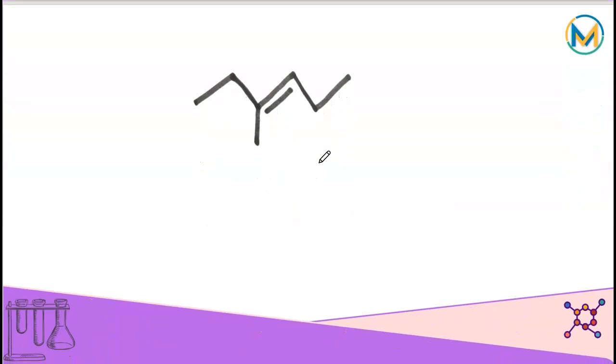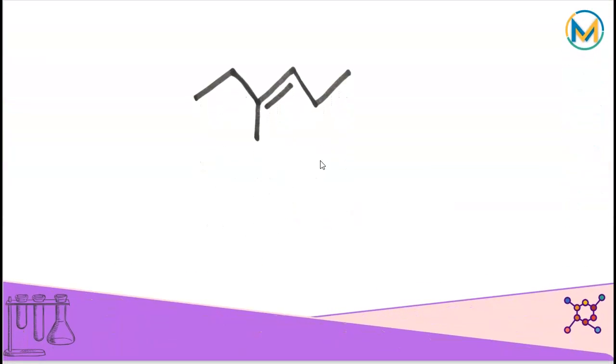The next compound here is this. We follow the same method. We give the double bond the lowest numbering. So 1, 2, 3, 4, 5 and 6. If we number it from this side also, it will be 3. So 1, 2, 3, 4, 5 and 6. So from both places the double bond gets number 3.